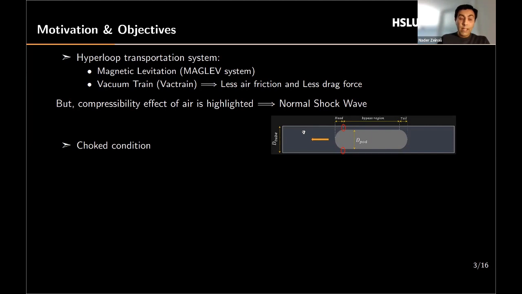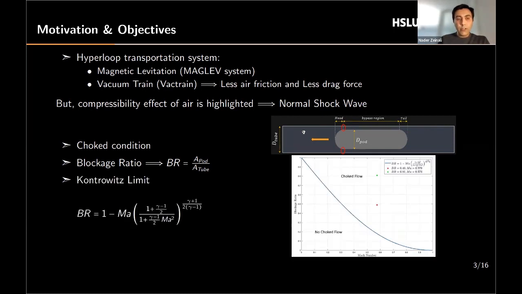The way that we characterize the strength of the choke condition is through the blockage ratio variable, which is nothing else than the fraction of pod and tube cross-sectional area. Then we can relate blockage ratio to the speed of the pod and Mach number through the Kantrowitz limit, which gives us two regions: choked flow region and no choked flow region. As you can see, the green and the red spots are two different blockage ratios, which were my test cases, and both of them landed in the choked flow region.